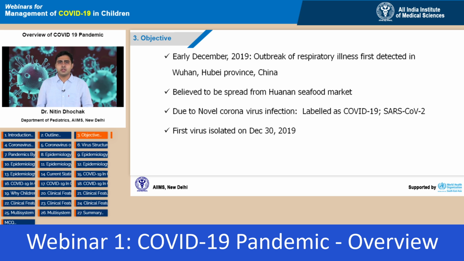The disease had marked similarities to the SARS outbreak of 2002 and 2003, and subsequently the etiological agent was identified as a novel coronavirus. WHO labeled the disease as coronavirus disease 2019 or COVID-19, and the International Committee on Taxonomy of Viruses named the virus as SARS coronavirus 2. The virus was first isolated on 30th December 2019 from bronchoalveolar lavage samples.